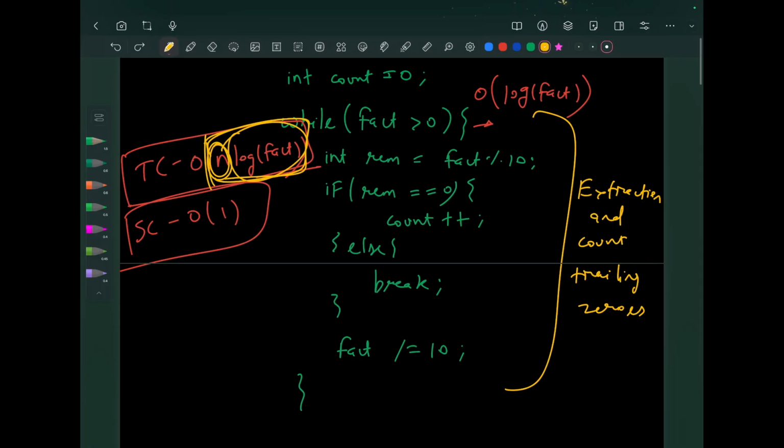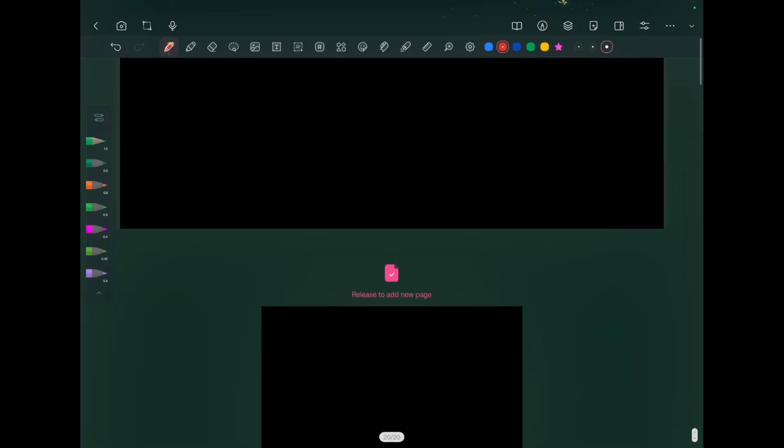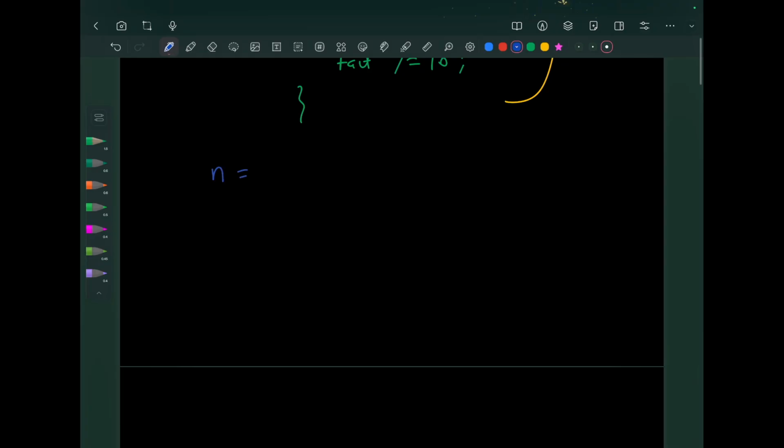So now we have to write a code in only log n. That means we have to eliminate this for loop, because this for loop is taking big O of n. So how can we eliminate it? For this you have to understand one concept. So let's take n equals 3.